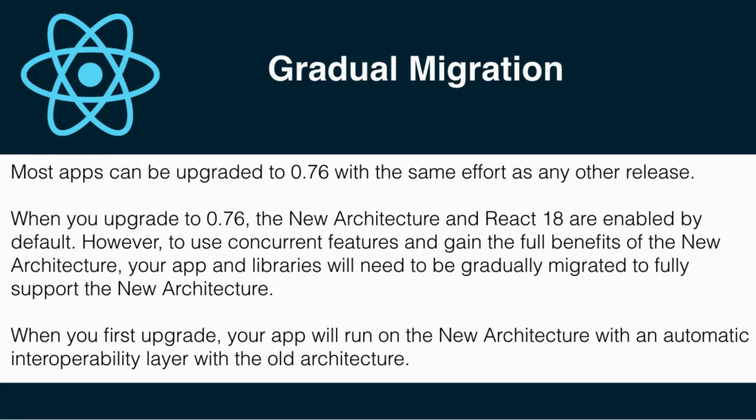The overall strategy is to get your application running on the new architecture without breaking existing code. You can then gradually migrate your app at your own pace. For new surfaces that have migrated all modules to the new architecture, you can start using concurrent features immediately. For existing surfaces, you may need to address some issues and migrate modules before adding concurrent features.